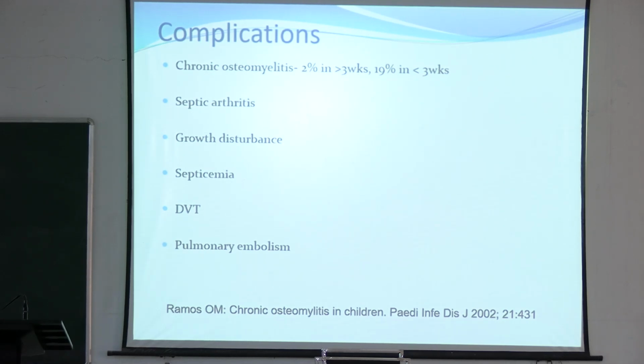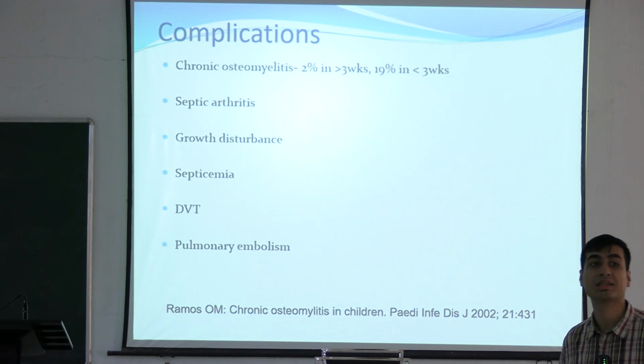So it can affect the physis and there can be a growth disturbance. If it gets dislodged into the blood and there is a complete septicemia, it can be life-threatening. And pulmonary embolism and DVT are very, very rare. But if acute osteomyelitis comes as a topic in your exam, these are the 3-4 points that you have to write. Okay? So that completes acute osteomyelitis.